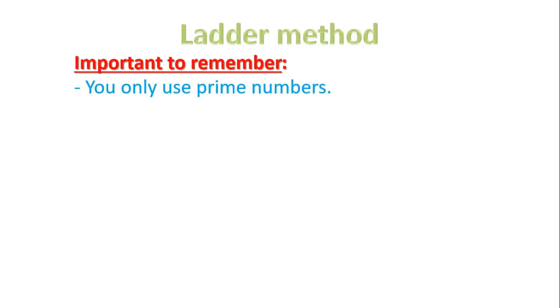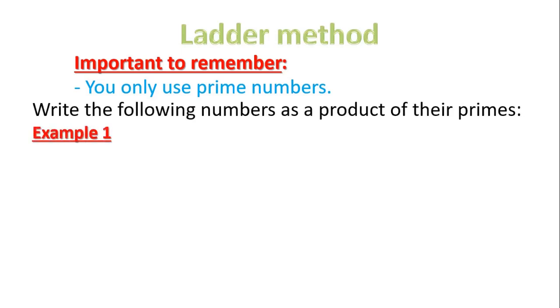Our ladder method. Very important to remember, you only use prime numbers. You'll see what I'm talking about in a second. So, our question, write the following numbers as a product of their primes. Our first example, the first number, is 48. Let's look at how we do this.